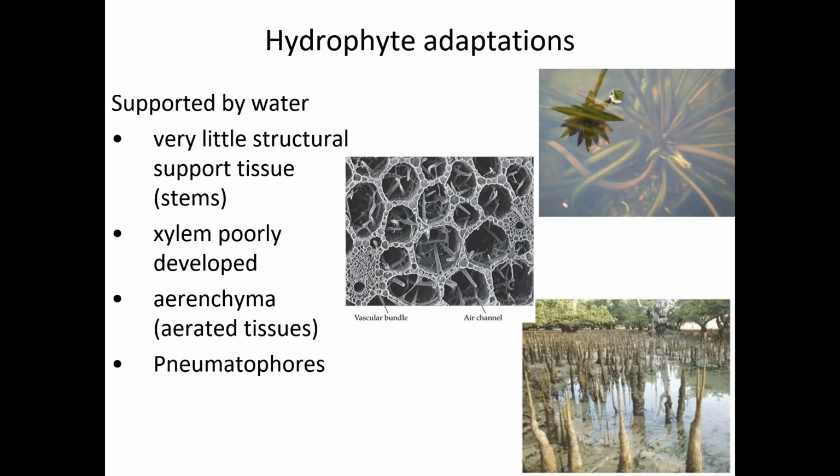Now there are a lot of plants that are adapted to this kind of environment, so what sort of adaptations do hydrophytes have? If they're purely growing in the water, like this plant is, some of the water lilies and things like that, one of the adaptations is they have very little structural support tissue. They tend to be supported a lot by water, and so they can float on water.